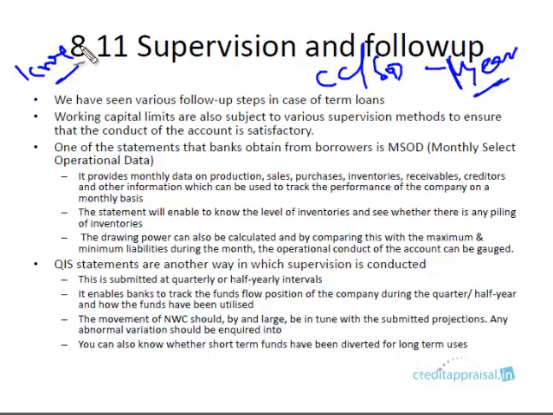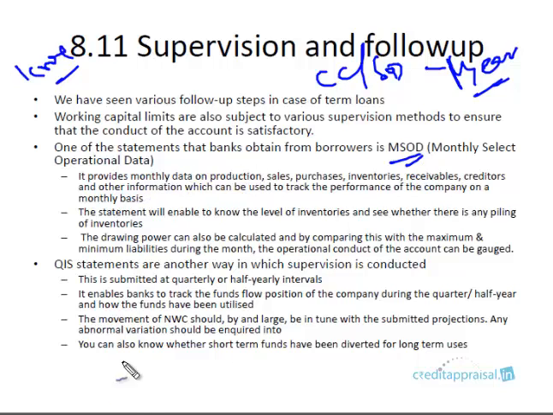again it varies from bank to bank. See, for example, for a company who is availing limits of more than 1 crore, the bank might say you submit MSOD. MSOD is a statement that is submitted at monthly intervals. Okay, it has a specified format. What it basically gives is the production for that particular month.